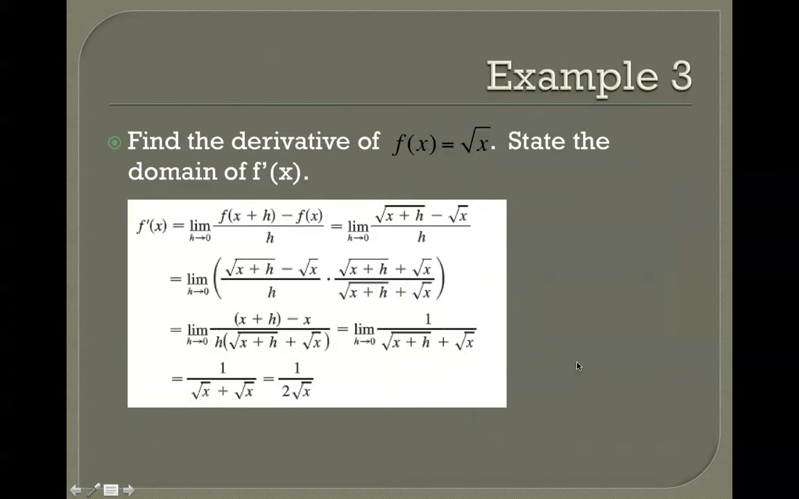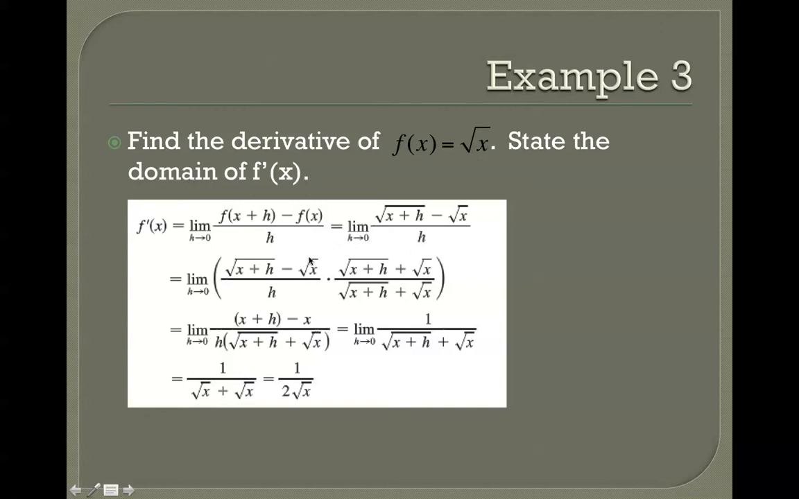Now find the derivative of f of x equals the radical of x. State the domain of f prime of x when we get done. Here again, we simply plug in x plus h into our radical x, and then we subtract our radical x, all over h. And then we evaluate as h approaches 0.